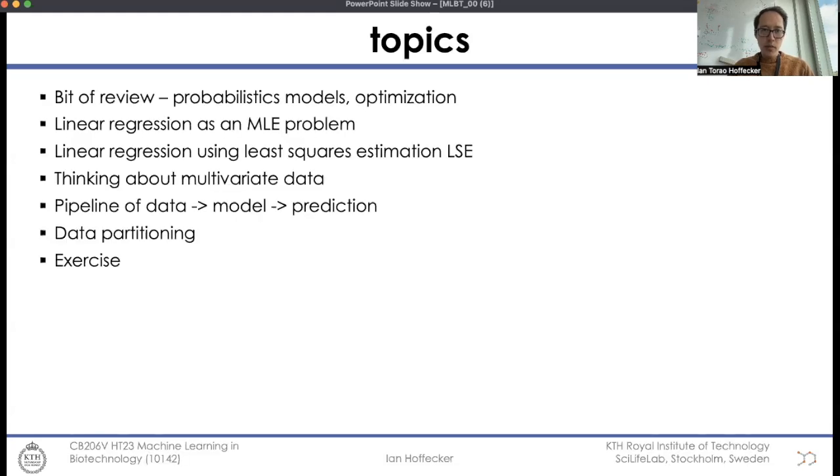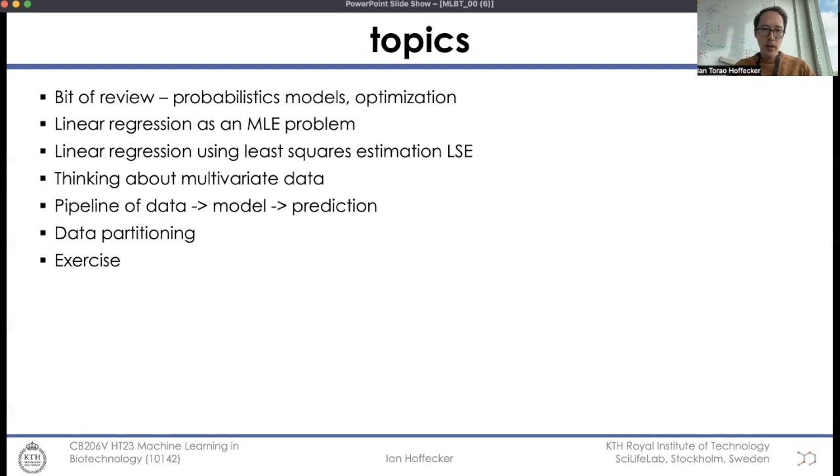So first, I'm going to start with a bit of review, talk about probabilistic models and optimization, which we've covered in previous videos. And I'm going to talk about linear regression, which you're probably familiar with already, but might not be familiar with as a maximum likelihood estimation problem. So we're going to talk about that.